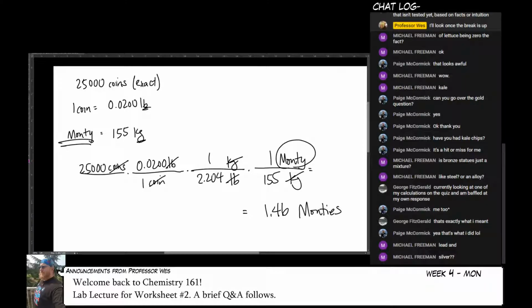Lead and silver, that sounds right to me, yeah. Pewter does have lead in it because it's super heavy.